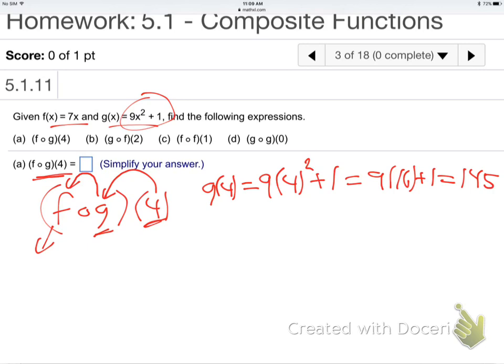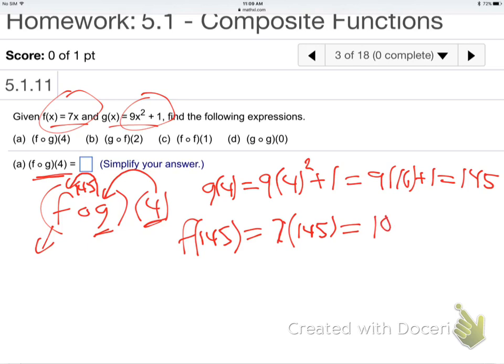So we put a 4 into the G machine, out popped a 145, which we're now putting into the outer machine, right? Like toast popped out of the toaster. Now the refrigerator is going to do its thing on the toast. Now the 145 goes into the outer F machine. You okay? You good? What's the F machine do? 7 times anything you put in it. So it's just some big number. I got a calculator. 7 times 145. 1015? That's the answer to part A.